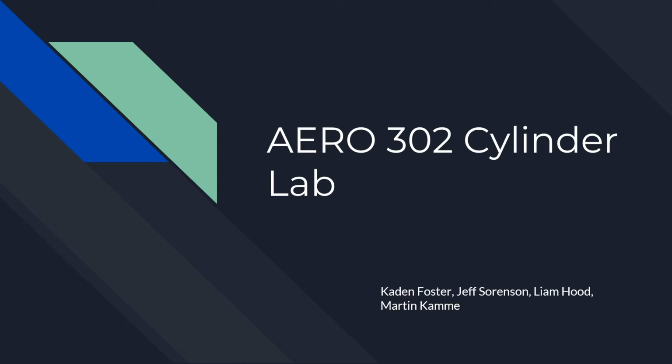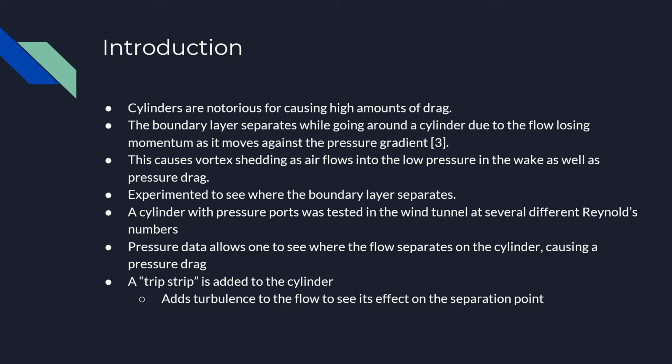This is the cylinder lab report for Caden, Jeff, Liam, and Martin. In this lab, we examined cylinders, which are well known for having high drag. This is due to the boundary layer separating as the air flows around the cylinder against the pressure gradient. This causes low pressure in the wake along with vortex shedding.